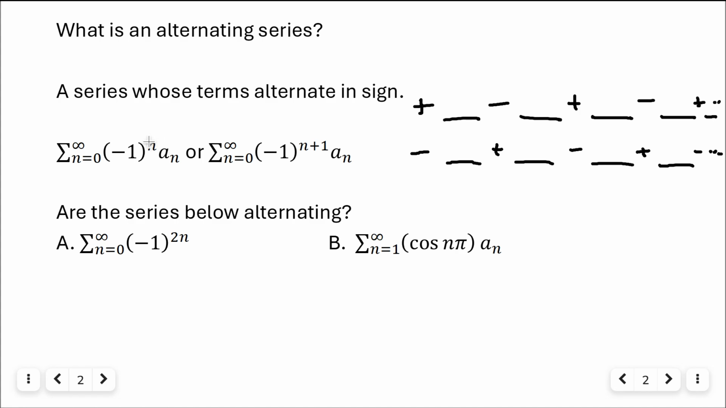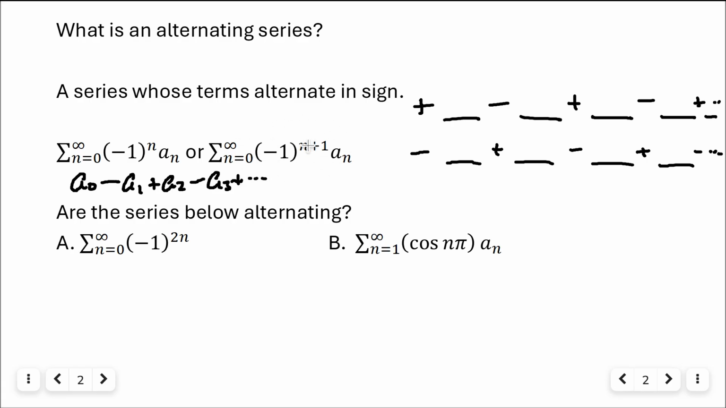If I substitute 0 in here, that would be 1, so I'd get a0. And then if I put in 1, I get negative 1, a1. And then if I plug in 2, negative 1 squared is positive again, a2. And then 3 would give me a negative 1 cubed, a3. And you can go on like that forever. This is also alternating in sign. It just alternates the other way.